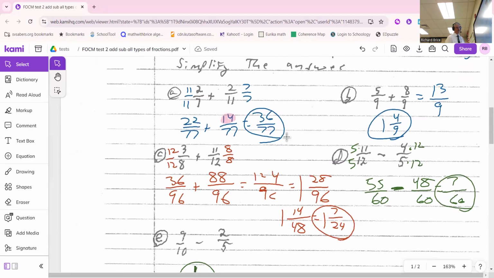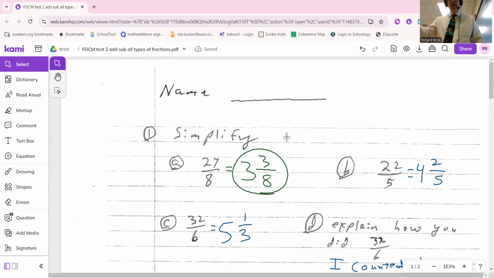Now the next page is going to be a little different. Hang on, I've got to hit pause. Okay, someone just had to deliver donuts.